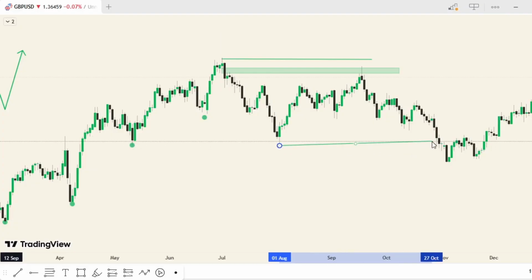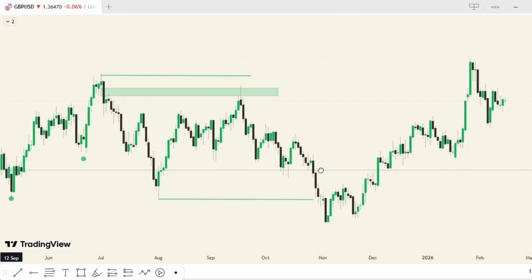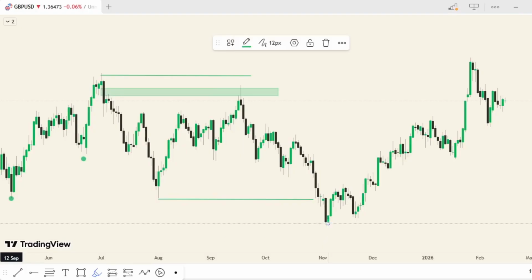And then you can see what happened. We moved from the higher high to a lower low, and then from a lower low to a lower high. And then from this lower high, we printed a new structure, which is this again, which is this particular structure.